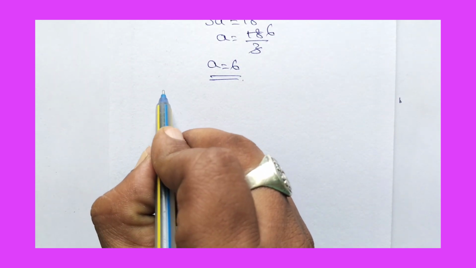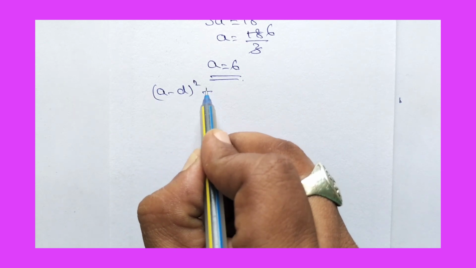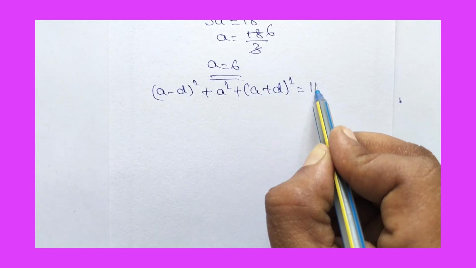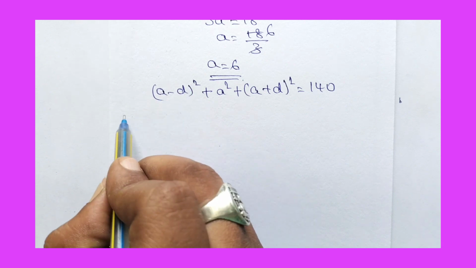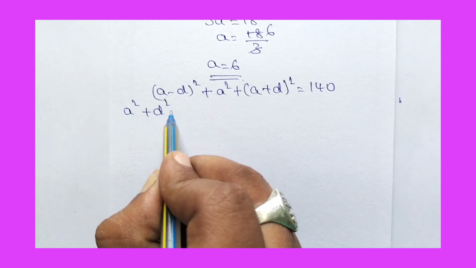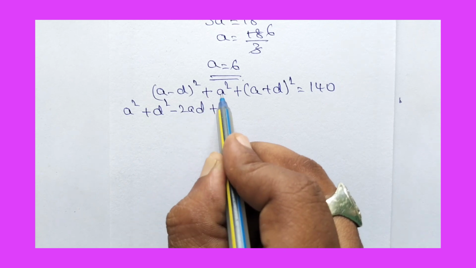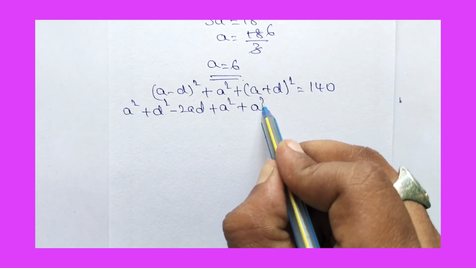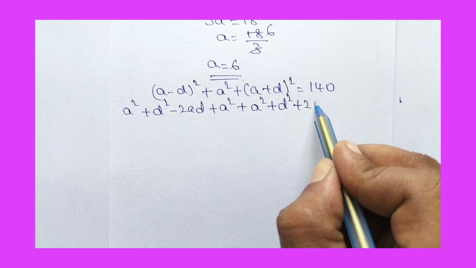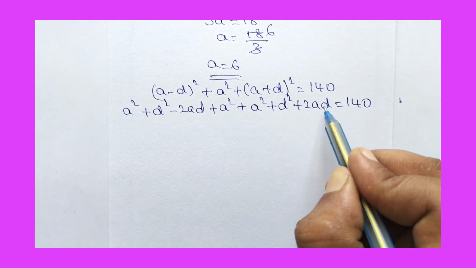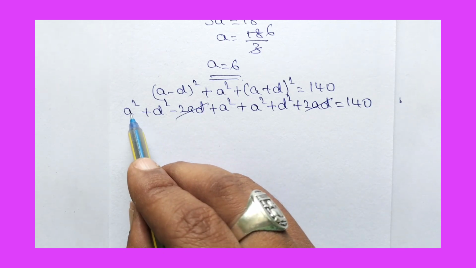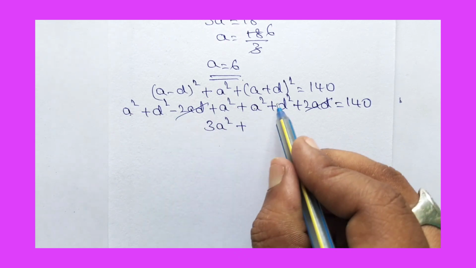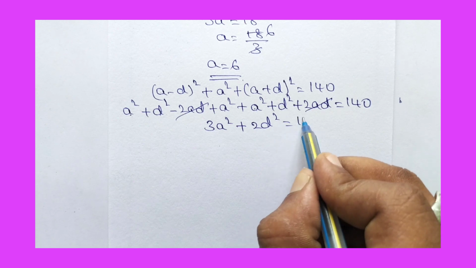So squaring, it will become (a minus d) whole square plus a square plus (a plus d) whole square, which is equal to 140. It is in the form of (a minus b) whole square, a square plus d square minus 2ad, plus a square, plus (a plus d) whole square, which is a square plus d square plus 2ad, which is equal to 140. Plus 2ad minus 2ad cancel. So 3a square plus d square plus d square, 2d square, which is equal to 140.